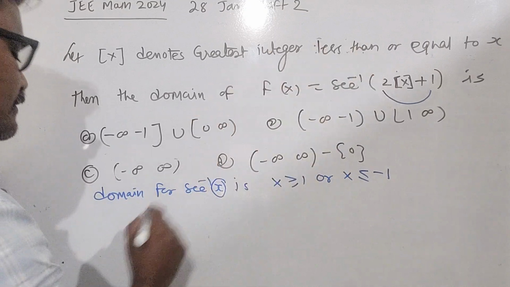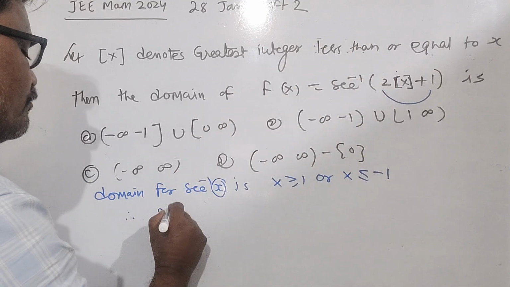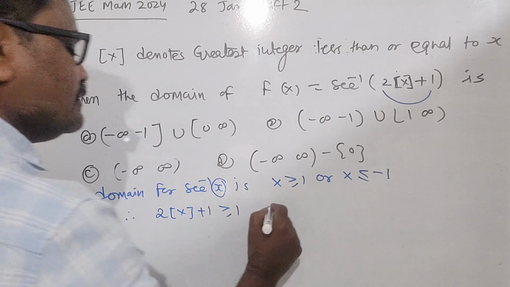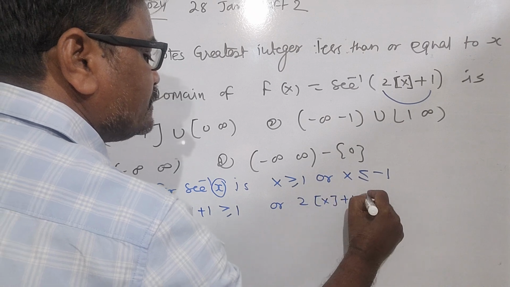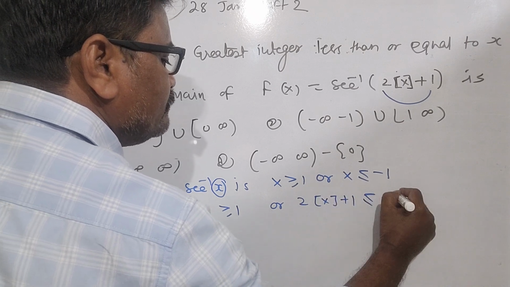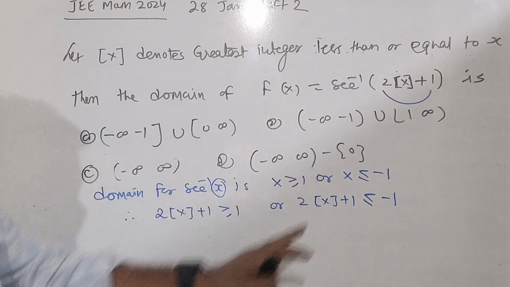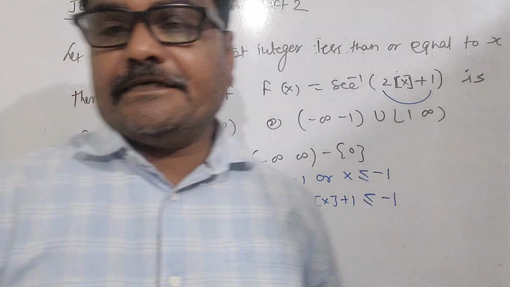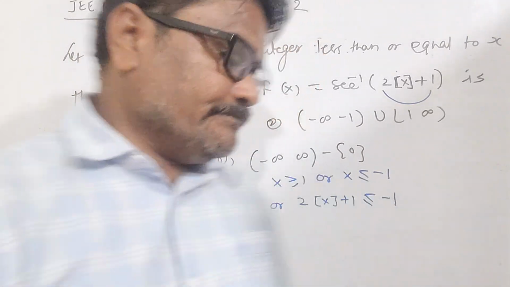So that particular function is defined when 2 box of x plus 1 is greater than or equal to 1, or 2 box of x plus 1 is less than or equal to minus 1, okay. On the basis of this we can say that. Now come to the inequality, the greatest integer function's inequality.